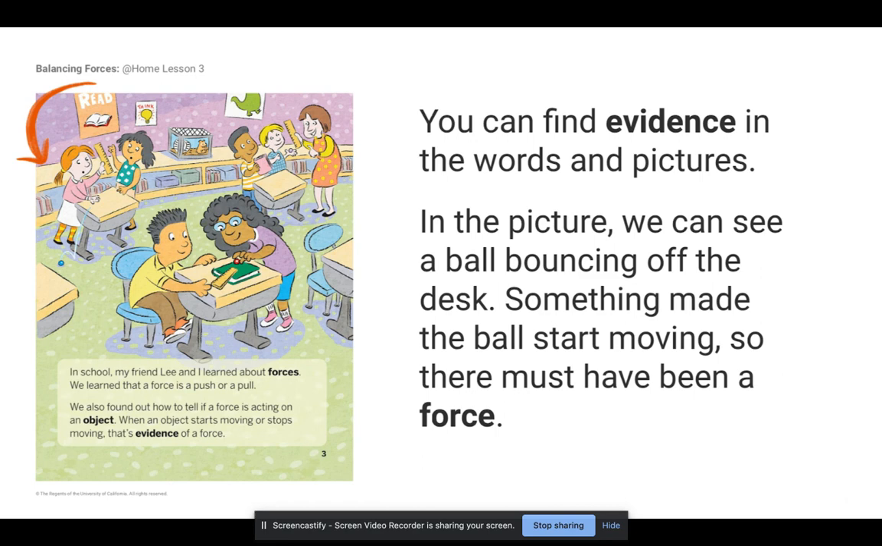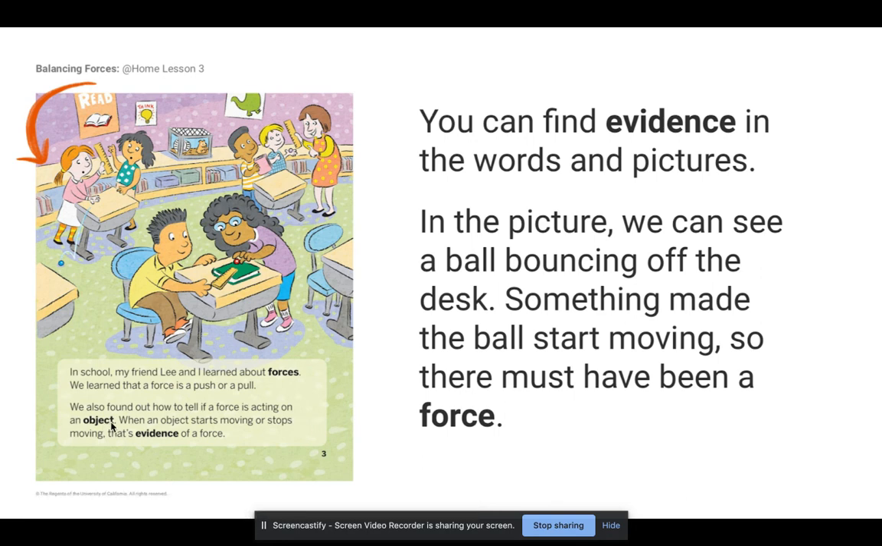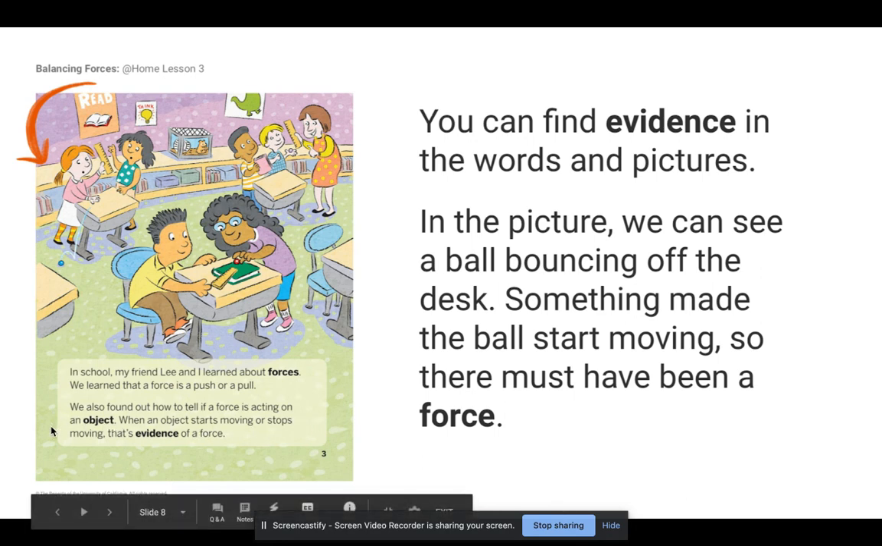In my school, my friend Lee and I learned about forces. We learned that a force is a push or a pull. We also found out how to tell if a force is acting on an object. When an object starts to move or stops moving, that is evidence of a force. When it said when an object starts moving or stops moving, that is evidence of a force. You can find evidence in our words or our pictures.